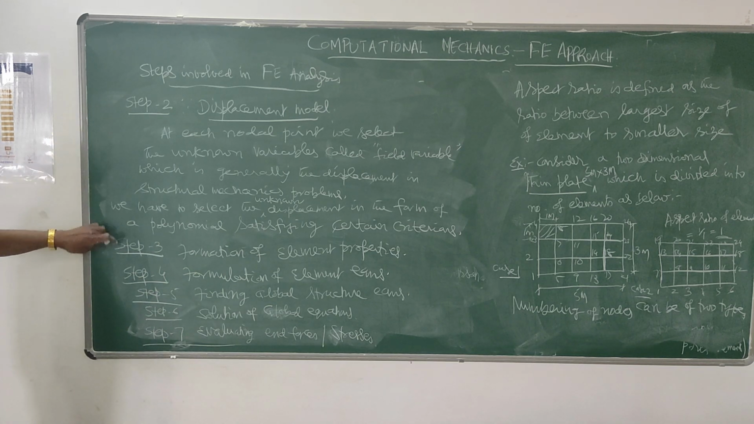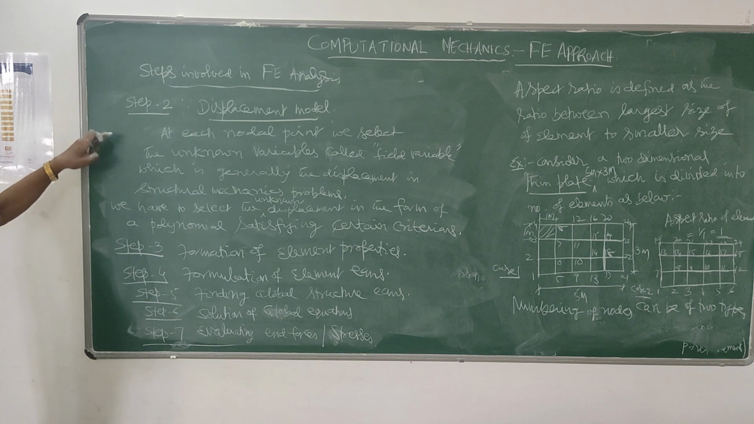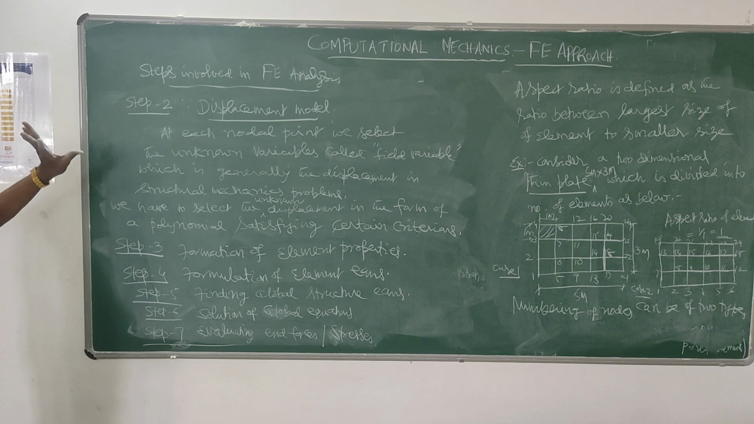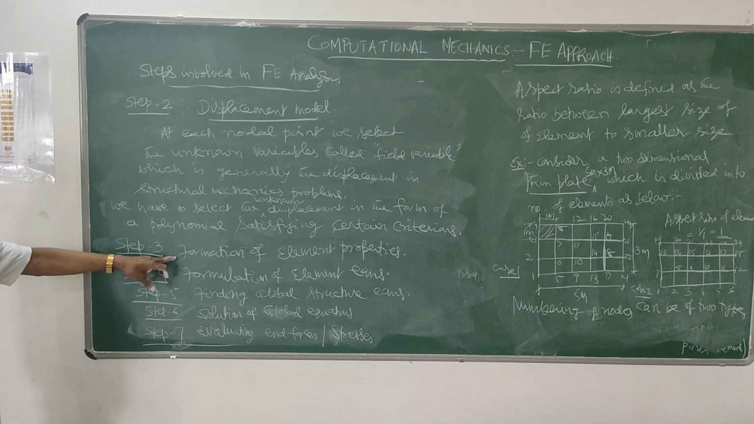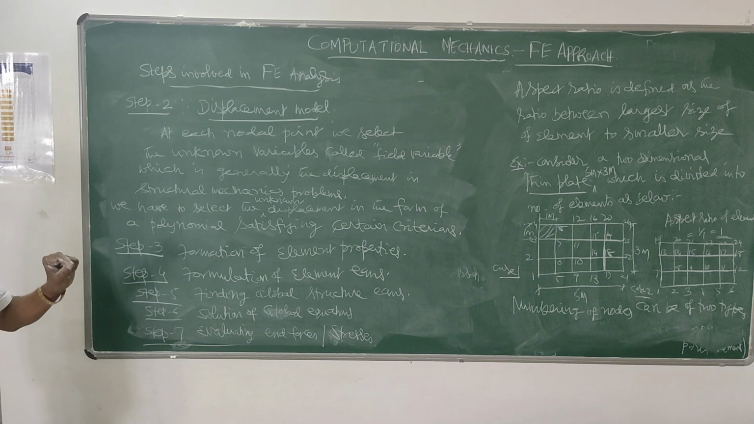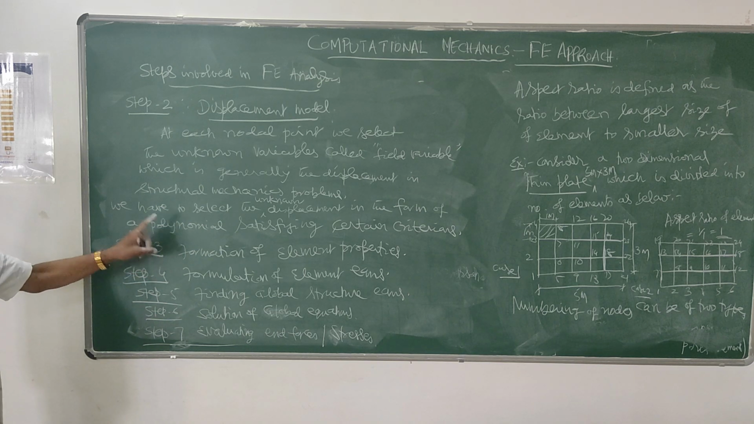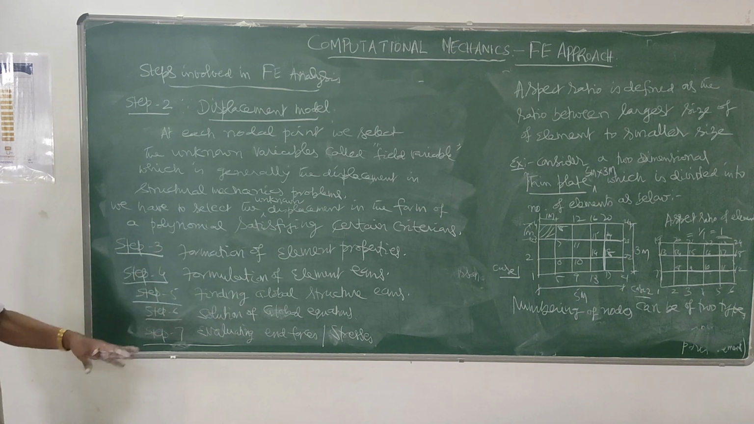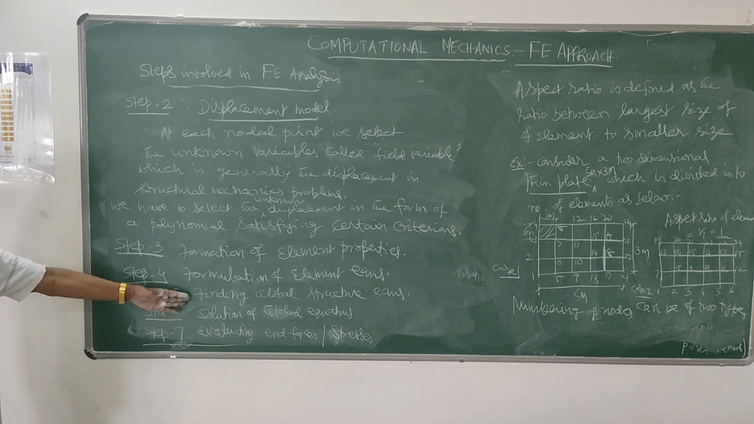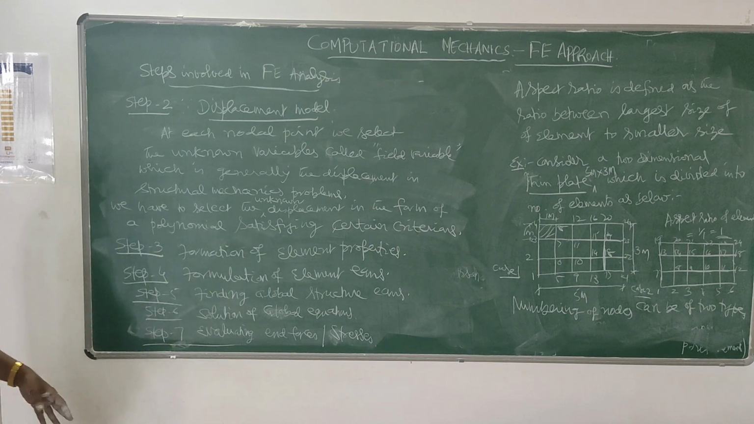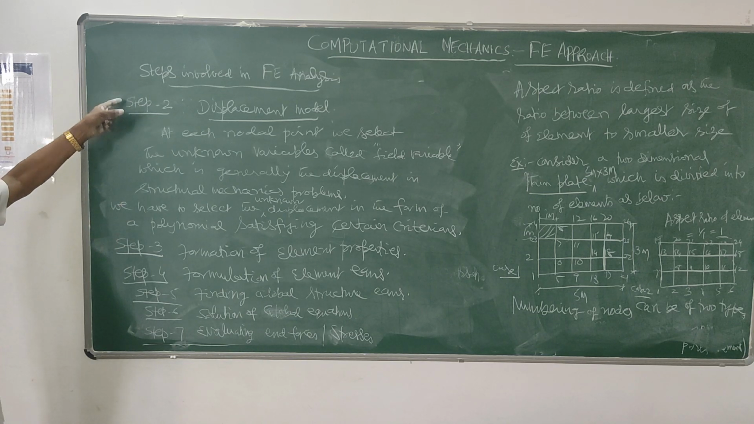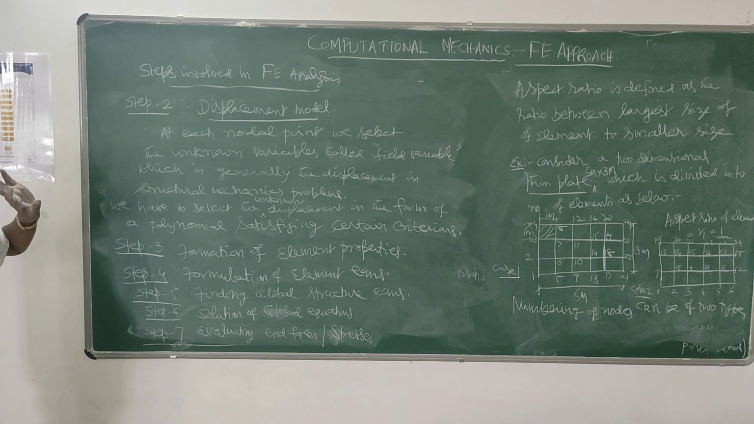So these are the only steps I have to explain. Step 2, step 3: how to get the displacement model, how to get the element property, that is the stiffness matrix. And of course, how to form the global form, that we know. These also we have done in classical code. So in the next class, you can just do selection of this model.